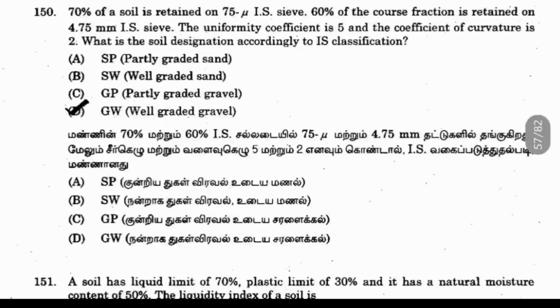Then the next case is CC and CU values are given. Here we know the conditions for well-graded and poorly graded gravel. For well-graded gravel, the CU should be greater than 4 and CC should lie between 1 and 3. Here both the cases are satisfied: CU is 5, which is greater than 4, and CC is 2, so it is also between 1 and 3. So it is well-graded gravel.